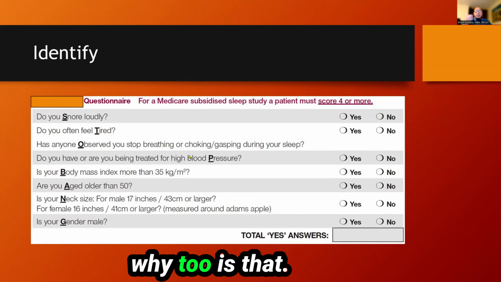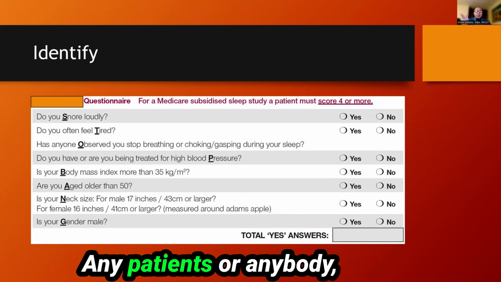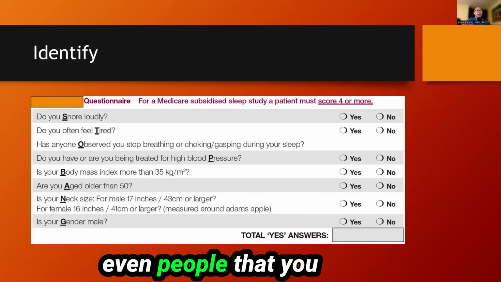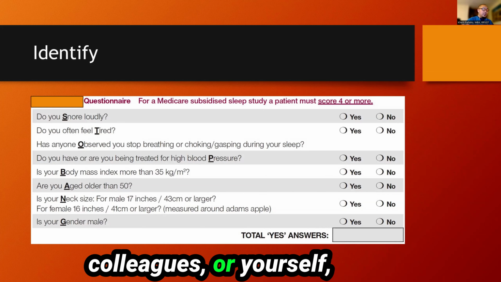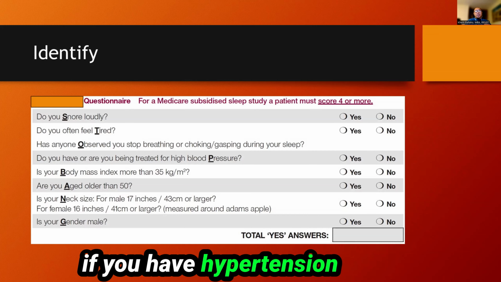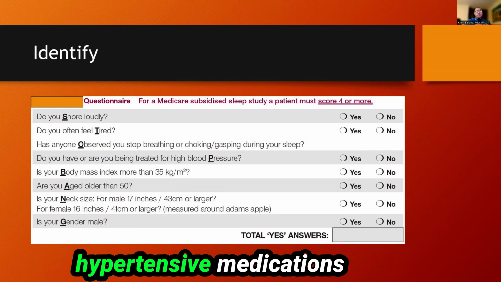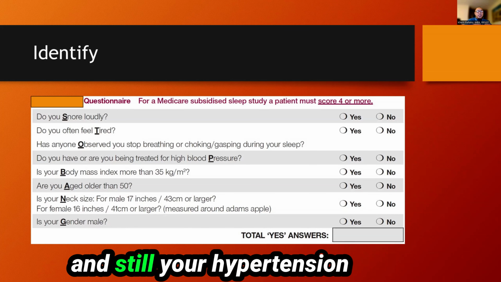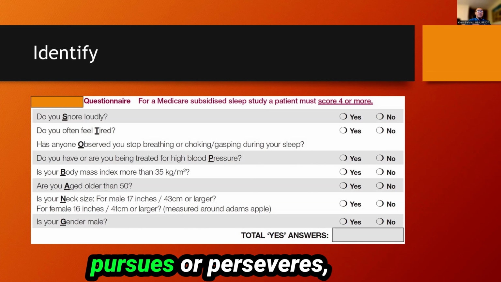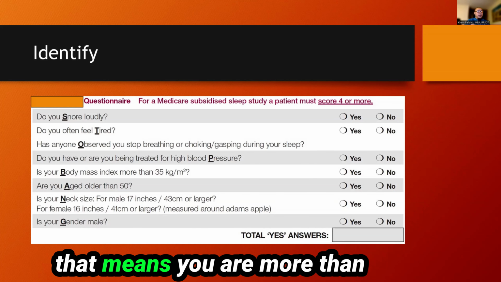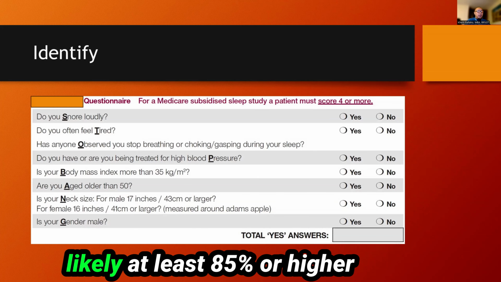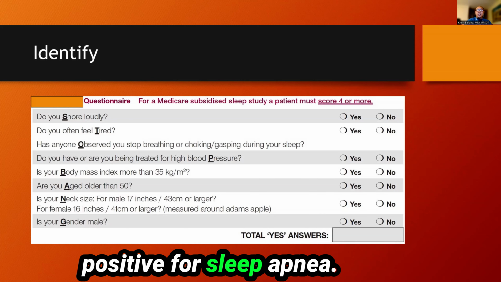And the reason why too is that any patients or anybody, even people that you know, your friends, your colleagues, or yourself, if you have hypertension and you're placed on hypertensive medications and still your hypertension persists, that means you are more than likely at least 85% or higher positive for sleep apnea, right?